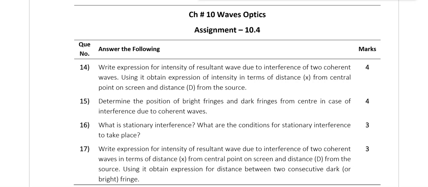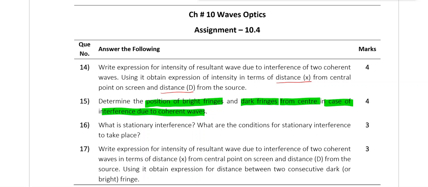Hello students. In the previous video we derived the expression for intensity in terms of distance x and capital D. Now in this video we'll derive the expression for the position of bright fringe and dark fringe from the center in case of interference due to two coherent waves. And we'll also see what is a stationary wave and what are the conditions for stationary interference to take place.